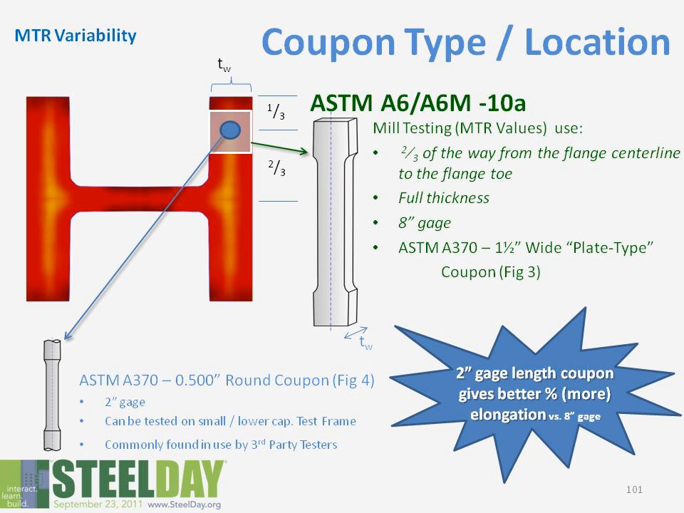As an engineer, should you be concerned? Well, the coupon types we use in the mill are called out in ASTM. They are given a specific location to be taken from. They're full thickness, 8-inch gauge, and they are given as a plate straps type sample. That's defined in ASTM A370.